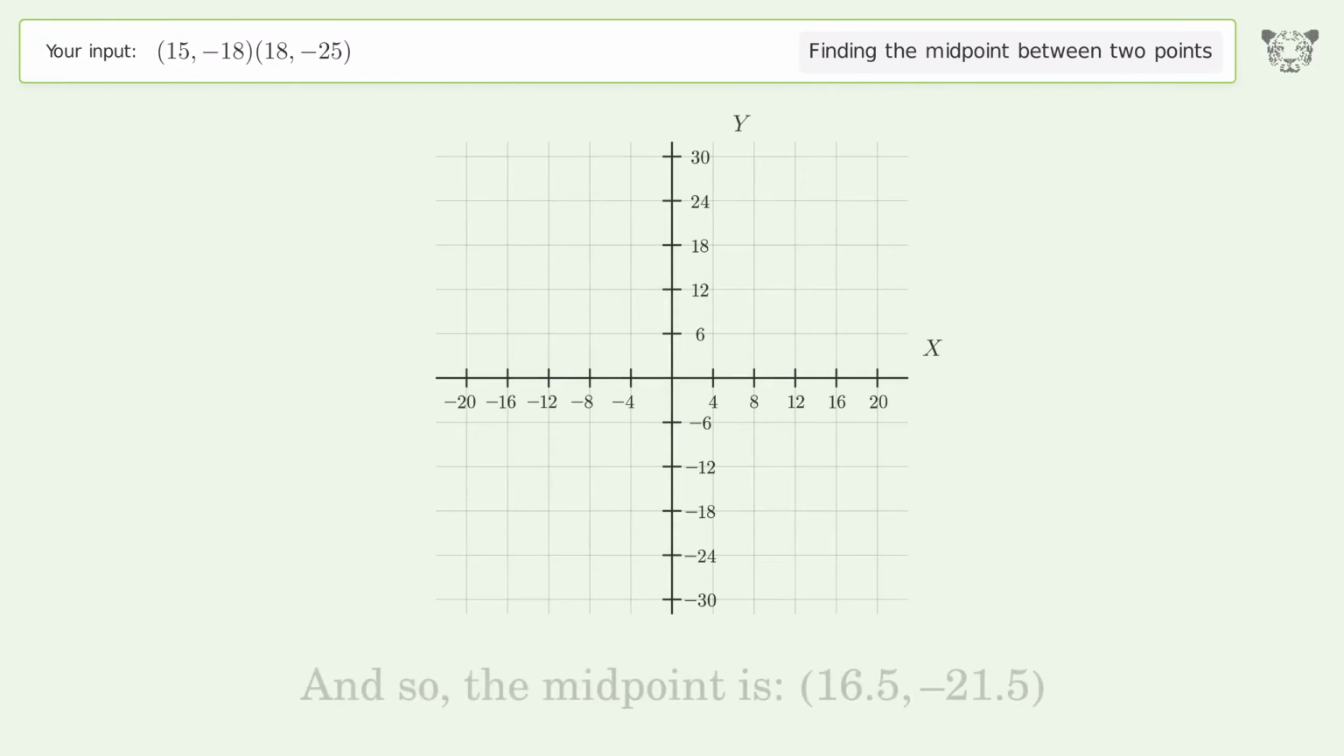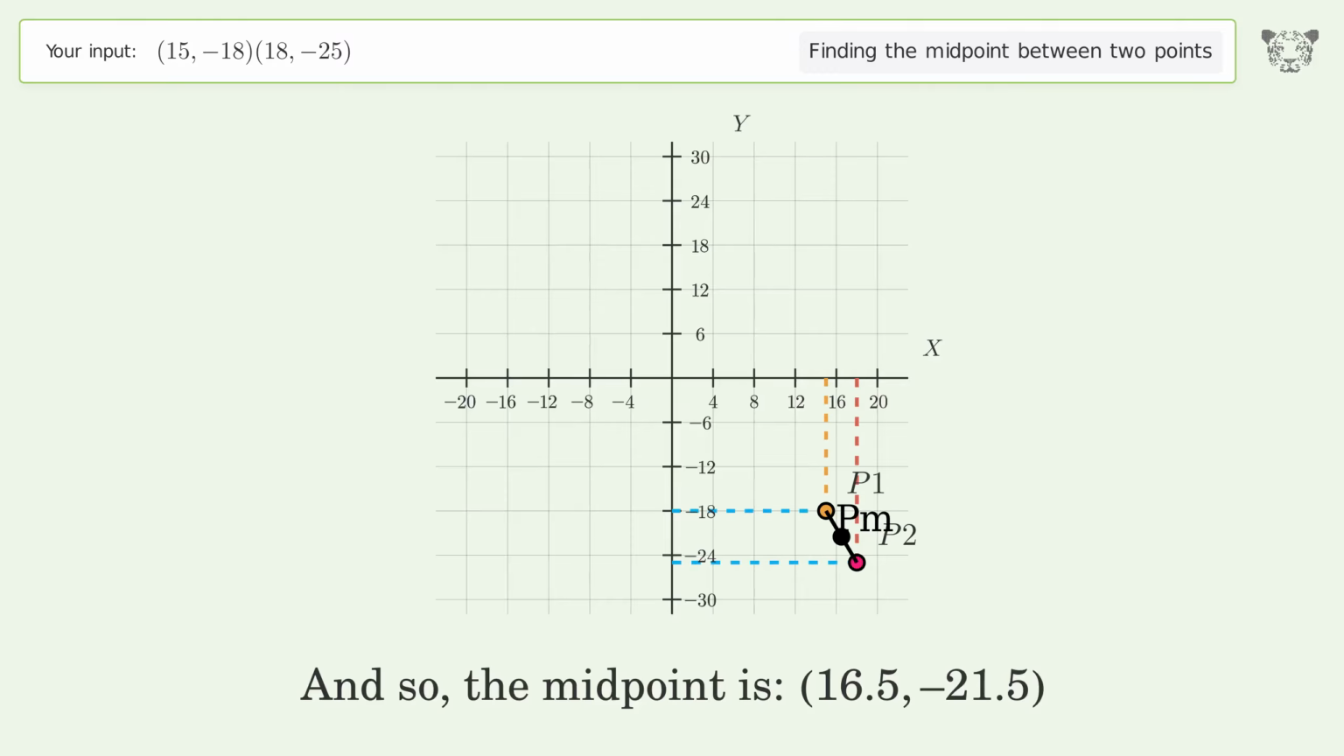And so, the midpoint is 16.5, negative 21.5.